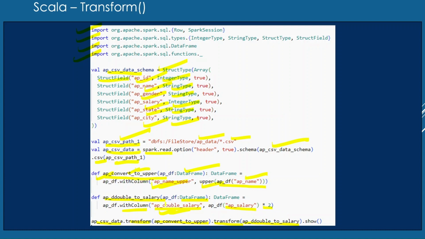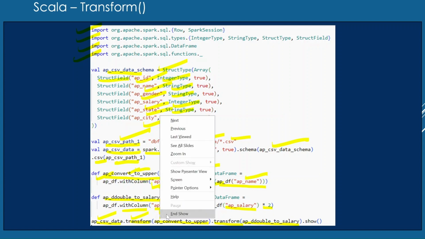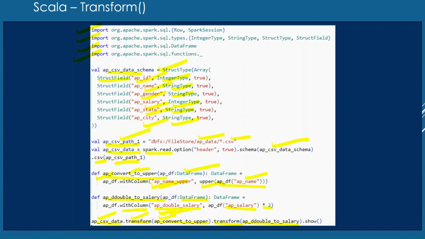So what is happening here? First, this data frame is there, and we call the transform function and do the transformation which is present in this particular function. Till here it returns one data frame. Again on top of that data frame, we call the transform function, do this transformation, and then again it creates a data frame here. Then we call the show function to show the content of the data frame.